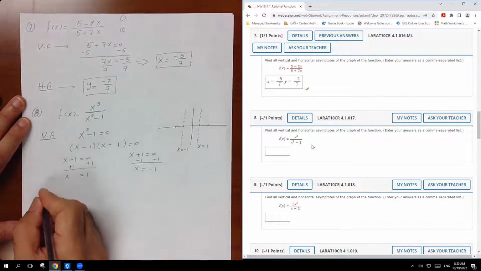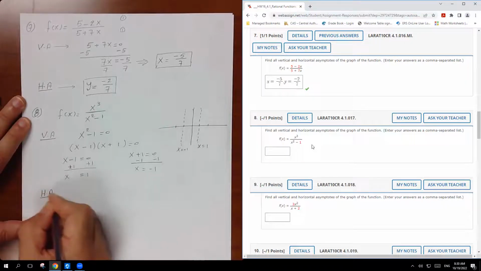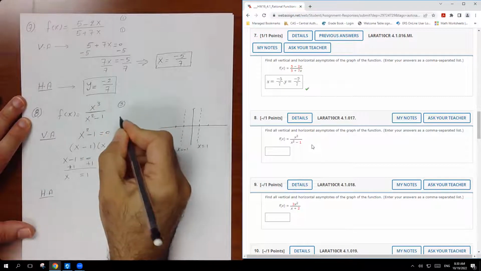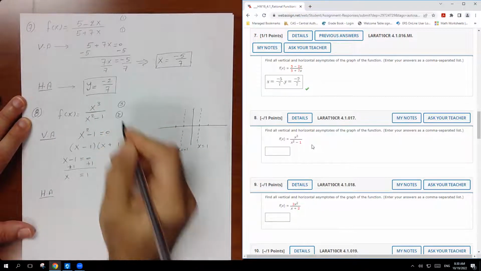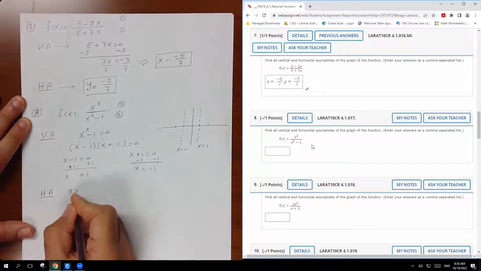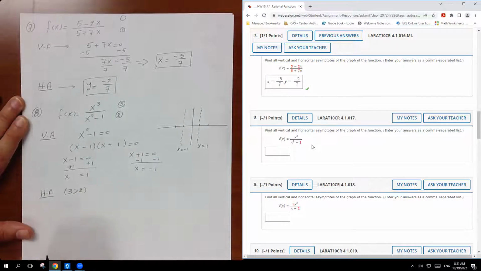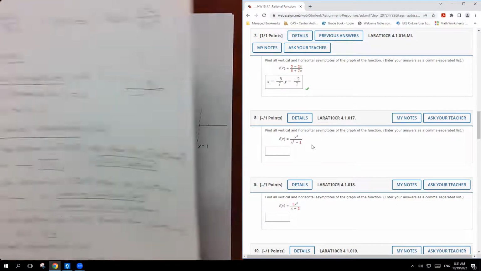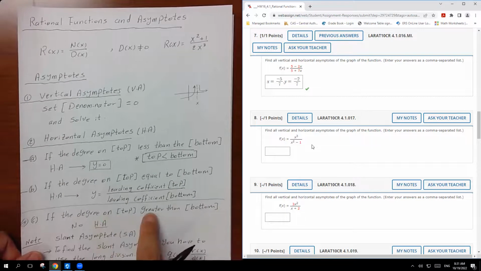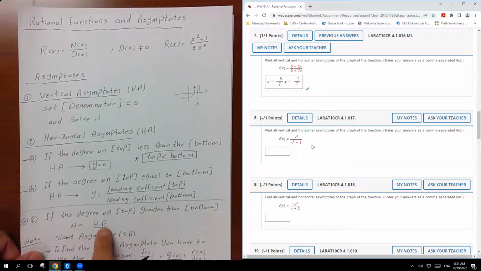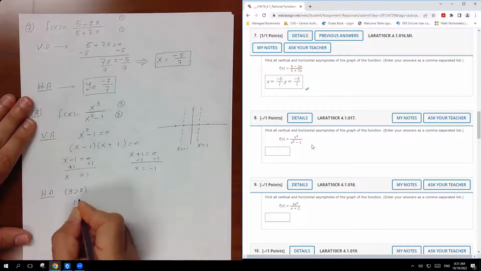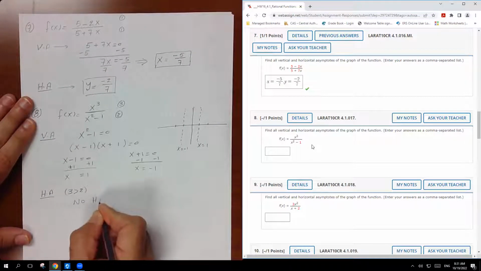To find the horizontal asymptote, the exponent here is a 3. The exponent here is 2. And 3 is greater than 2, that means in this case, there is no horizontal asymptote, because this is the third case. If the degree on the top is greater than the bottom, there is no horizontal asymptote. So we're just going to say no horizontal asymptote.